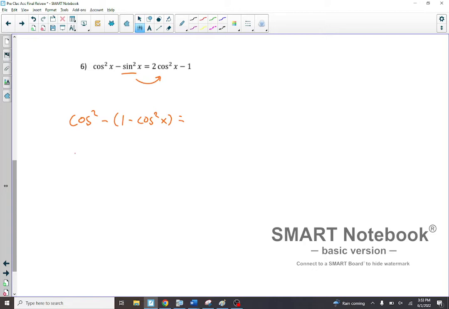Distribute the negative 1 and rewrite it. So it's going to be positive cosine squared when you distribute it. So 2 cosine squared minus 1 equals what we have here. So we're good here.